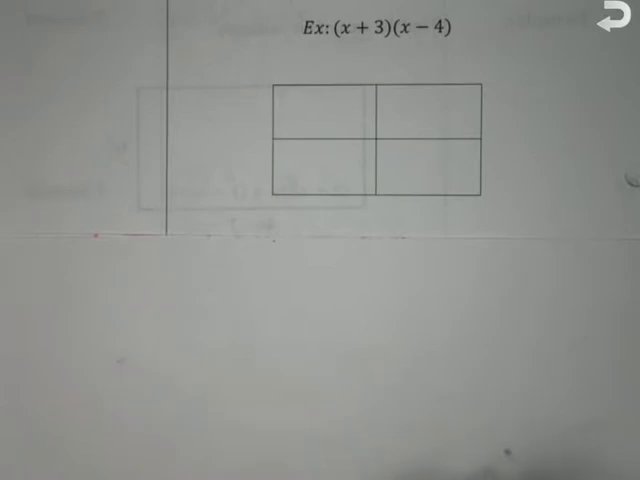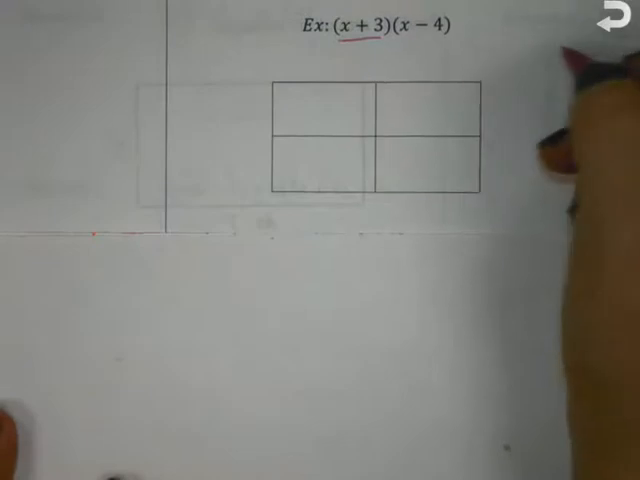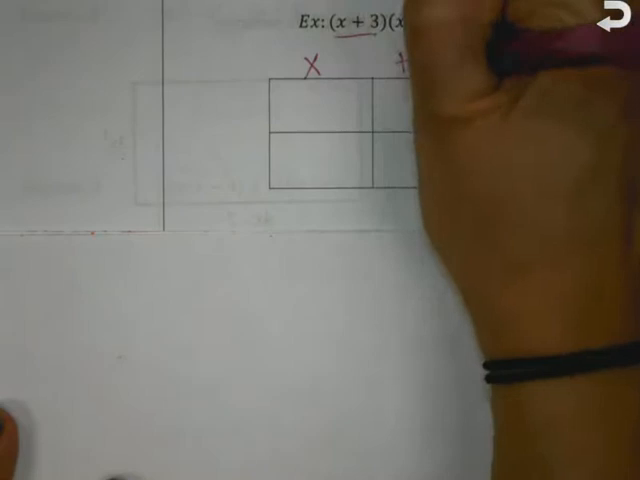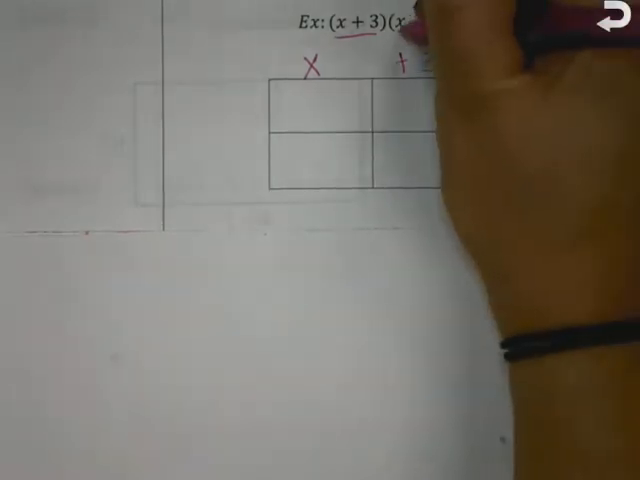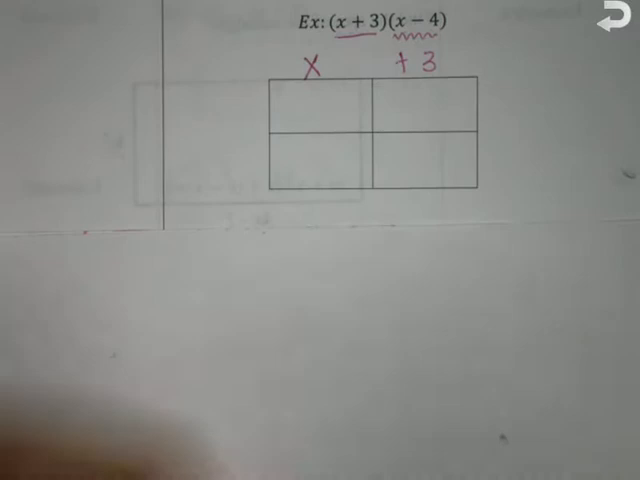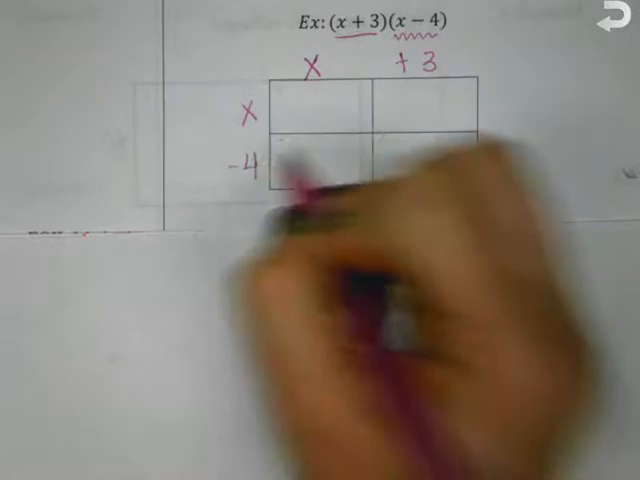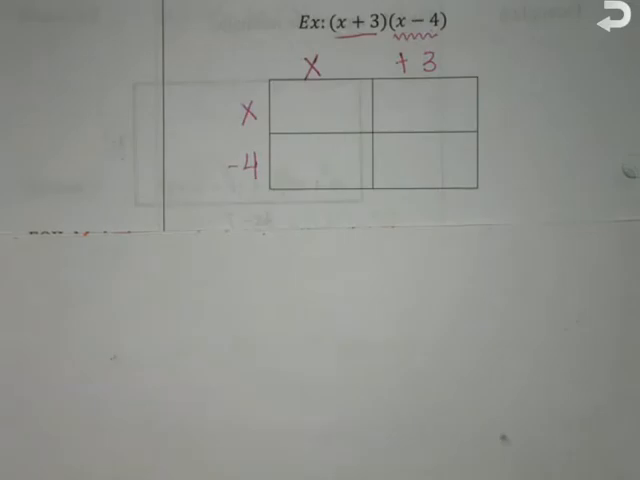Okay, step 1 says that we want to line each binomial across the top and side. It does not matter which one you put where. So I'm going to say, let's put the x plus 3, the first term, I always put that across the top. So we're going to write x on top of one box and plus 3 on top of the other box. So we lined up the first one across the top. And then we're going to line the second binomial down the side. So x in one box and minus 4 next to the other box. So that's how we set up the box.